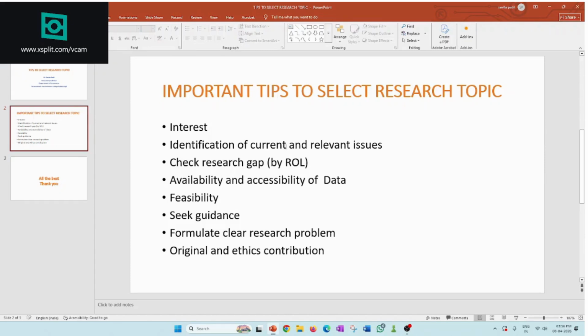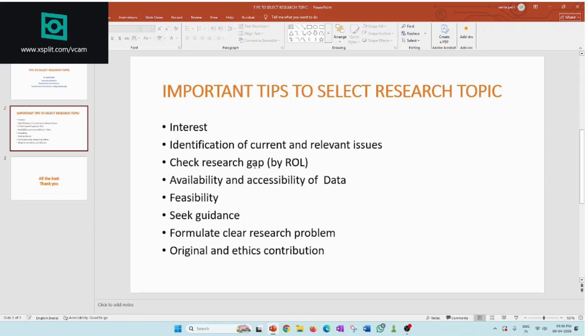For example, in finance and banking, that might be fintech, that may be AI: how they are working, what their issues are, what the challenges are. It's very essential to understand those points. That is the identification of current and relevant issues. Once you come to know the important, relevant, and current issues for the research studies, then next you have to check your research gap.